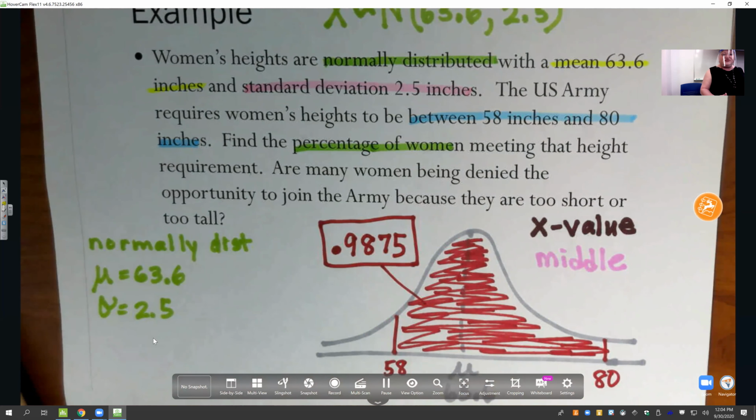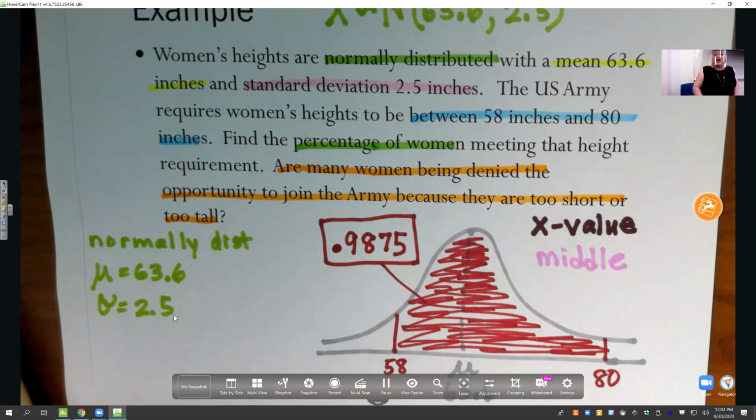So the second question, or kind of the lingering question, says, are many women being denied the opportunity to join the Army because they're too short or too tall? What percentage cannot join the Army? 1.25. Okay, remember the whole curve is 100%. So 100% minus 98.75 is 1.25. So 1.25% of the women within the United States are not eligible to join the Army.